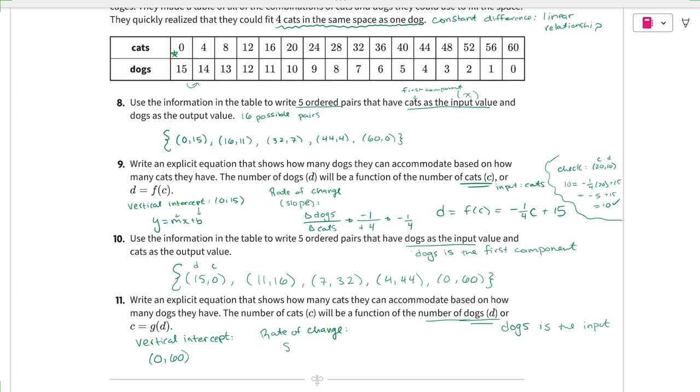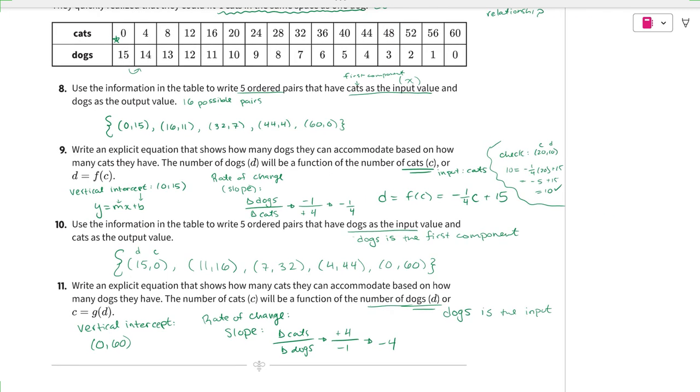Our rate of change, again, more commonly called slope when we're dealing with a linear equation. Well, this time we want the change in the number of cats over the change in the number of dogs, since dogs is now representing our input. The change is still the same, it's just how we represent it. So now, if we're increasing by 4 cats, that means we have to decrease by 1 dog, or -4. So again, we have our vertical intercept, we have our slope. Let's go straight into slope-intercept form. C equals g of d, which equals -4d plus 60.